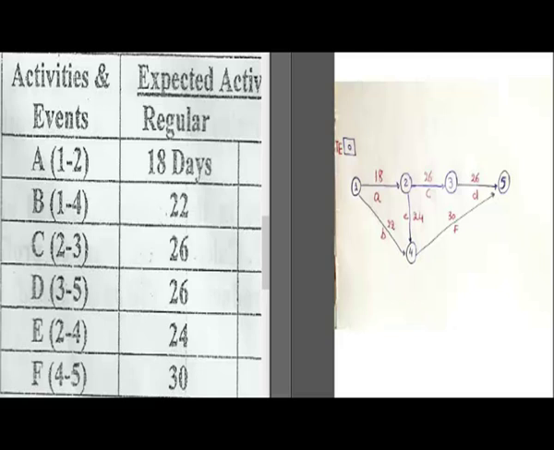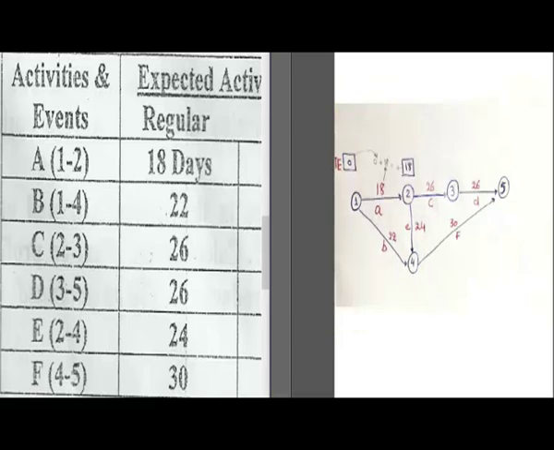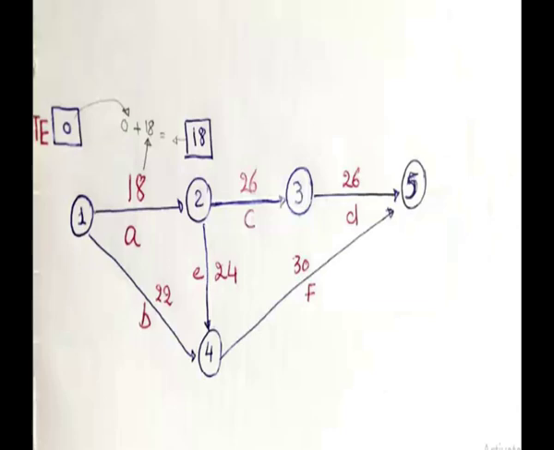For example, here we're going to calculate the earliest time for event number 2. It is equal to 0 plus 18. So in order to calculate the number of days for event number 2, you have to add the TE for event number 1 plus the number of days on the straight line for activity A, which are 18. So the earliest time to start event number 2 equals 18 days.